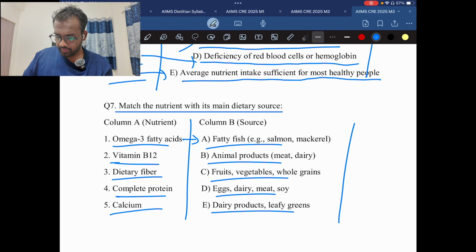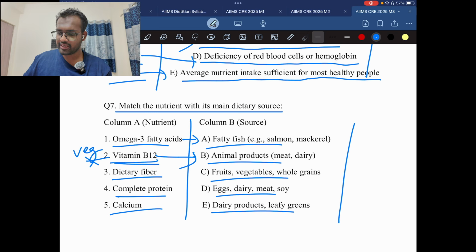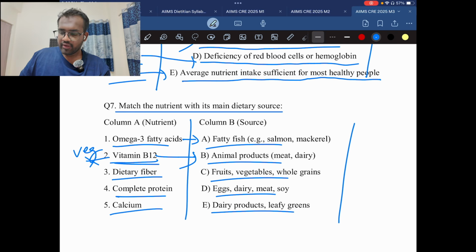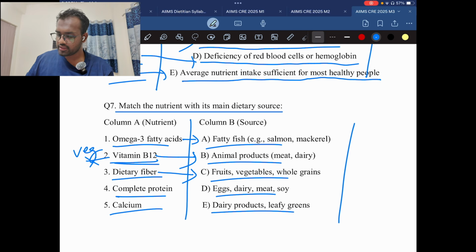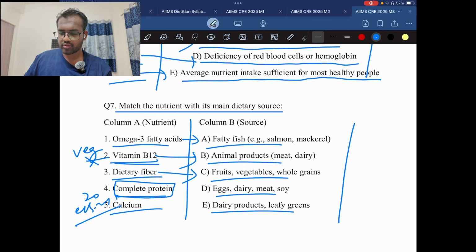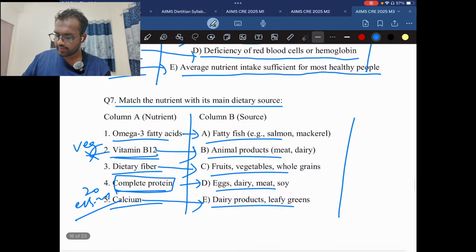And vitamin B12 is not present in vegetarian sources. Okay, it is only present in animal sources, so animal products like meat, dairy, etc. And dietary fiber helps in digestion, and it is available in fruits, vegetables, and whole grains. And complete protein is the protein which contains all the essential amino acids. So egg is considered a complete protein, as are dairy, meat, and soya. And calcium is present in dairy products and leafy greens. Okay.